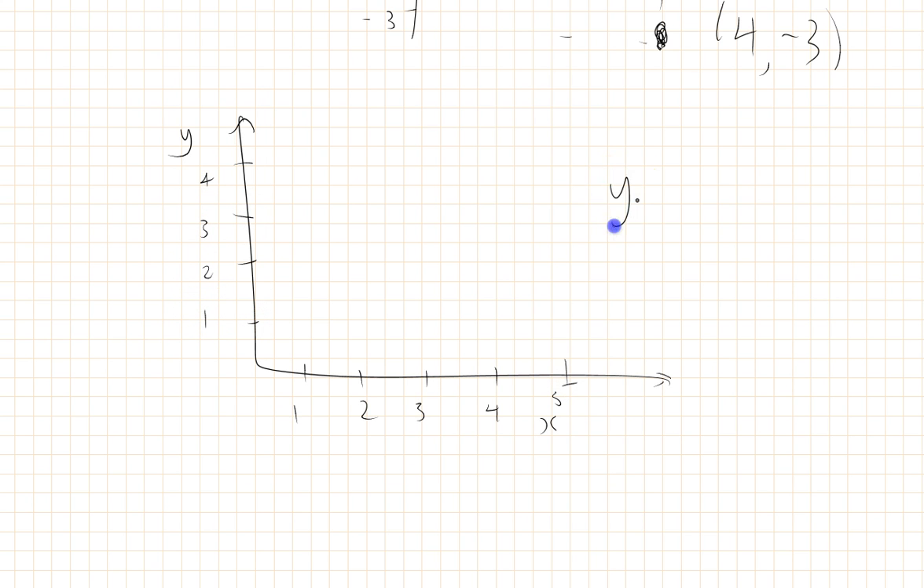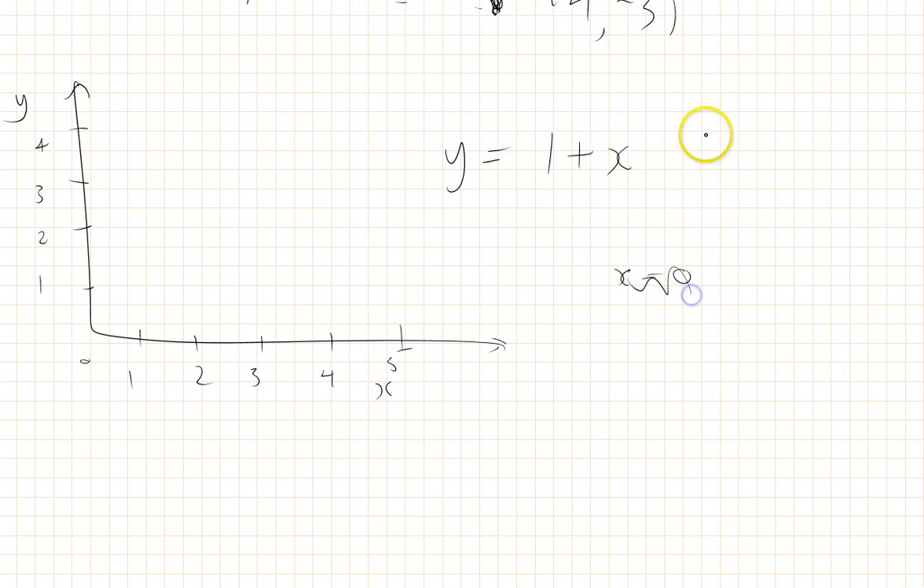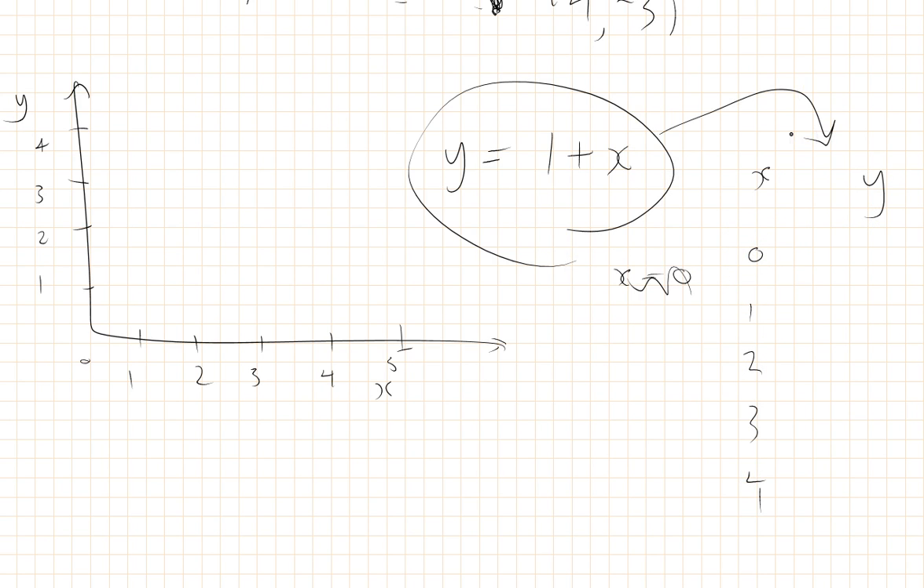And I'm going to say that y equals 1 plus x. Okay? So I'm going to try different values of x. If I say x equals 0, then... actually, I'll make a table, X and y. I'm going to make x 0, 1, 2, 3, and 4, and I'm going to use this relationship to feed into it.